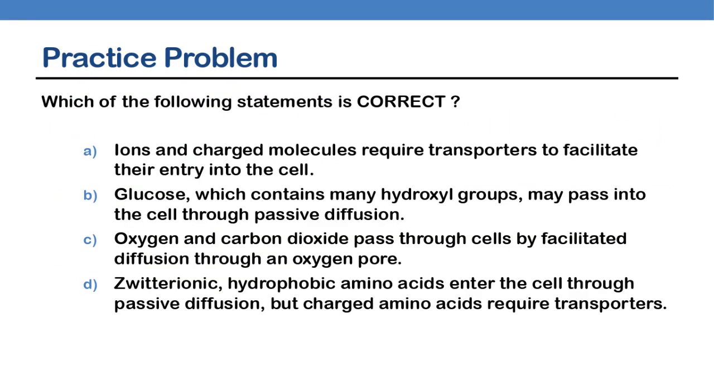All right, just to get you guys into it, we have right off the bat a nice multiple choice question. So I'm just making a poll, but the question is, which of the following statements is correct? Ions and charged molecules require transporters to facilitate their entry into the cell. Glucose, which contains many hydroxyl groups, may pass into the cell through passive diffusion. Oxygen and carbon dioxide pass through the cells by facilitated diffusion through an oxygen pore, and zwitterionic hydrophobic amino acids enter the cell through passive diffusion, but charged amino acids require transporters.